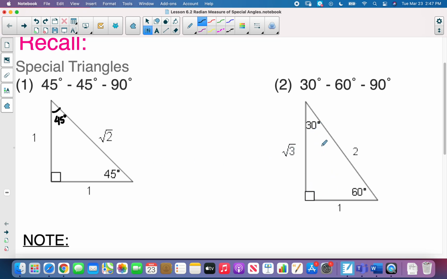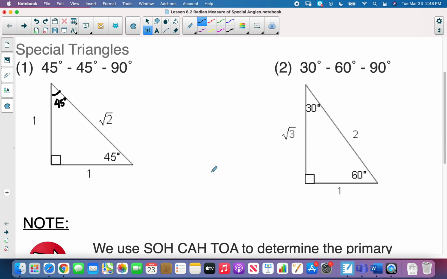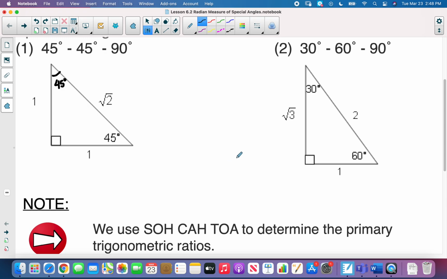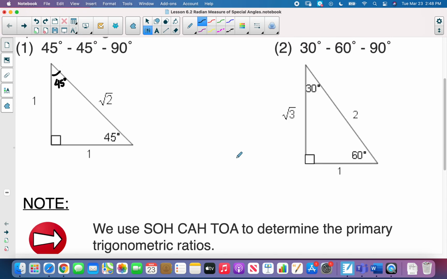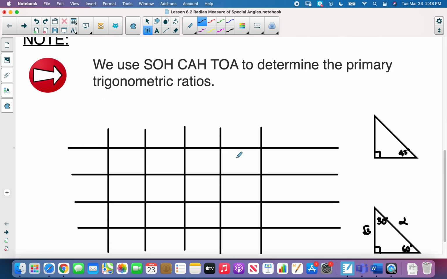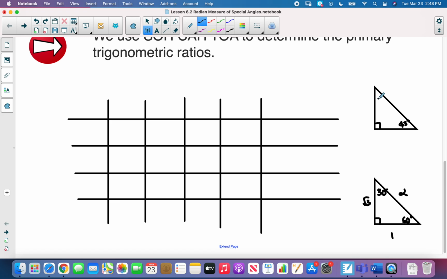And for the 30, 60, 90 triangle, we have 1 and root 3 for the two legs, and the hypotenuse is 2 units. And we use this to know the sine, cosine, and tangent ratios, the primary trig ratios, for the angles 30, 45, 60, and 90. So if we were to use our special triangle to find the sine, cosine, and tangent of 0, 30, 45, 60, and 90 degrees.